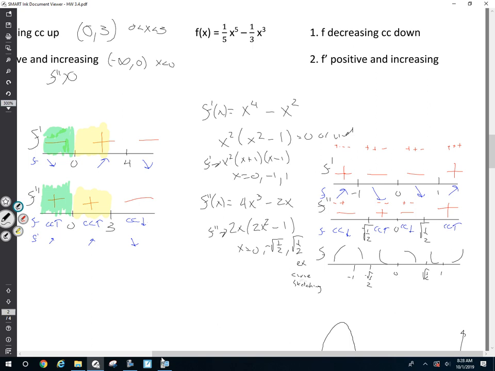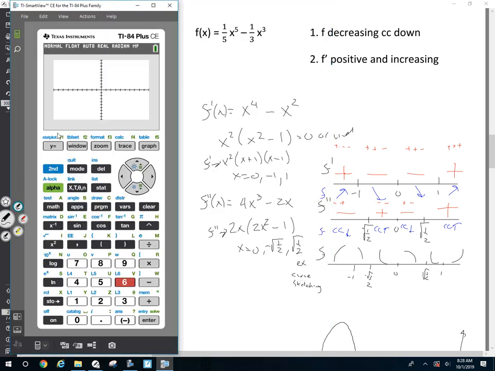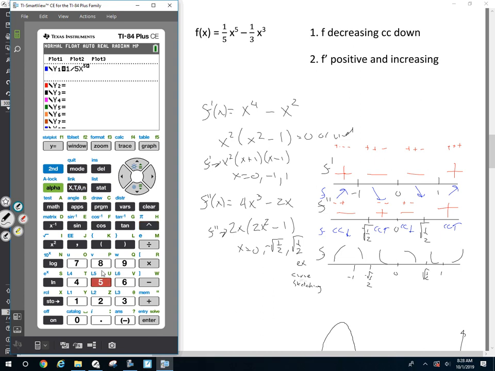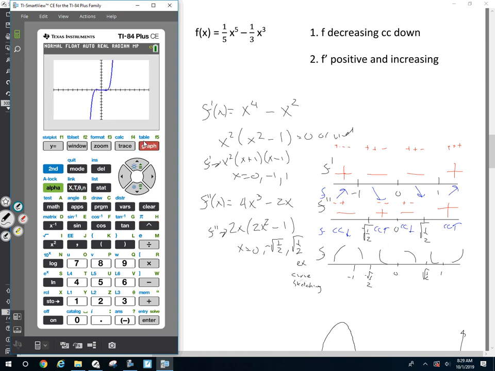Let's just go ahead and sketch that. We'll see that when I graph this: 1/5 x to the 5th minus 1/3 x cubed. Can't really see it, but zoom in. Enhance. Okay. Increasing concave down until -1. Great. Then decreasing concave up until negative root 1/2.